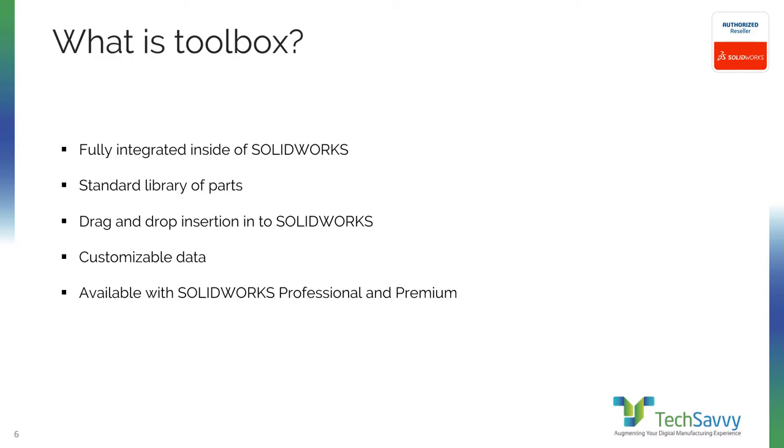So first, you will know what is toolbox. When we work on a conventional machine or any standard machine like ANSI, we used to tighten our workpiece with a spanner or bolt screws. Same in the SolidWorks toolbox, there is a standard library of parts which is integrated inside SolidWorks, and you can easily drag and drop them in a SolidWorks assembly and customize your data as per your requirement. But these add-ins are available in the Professional and Premium modules.